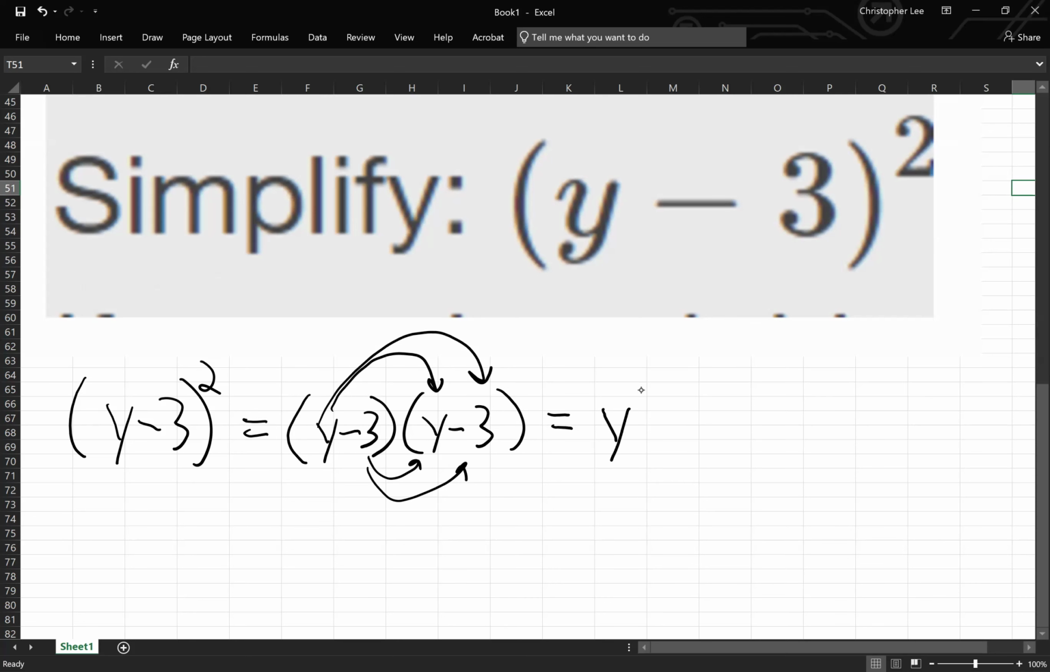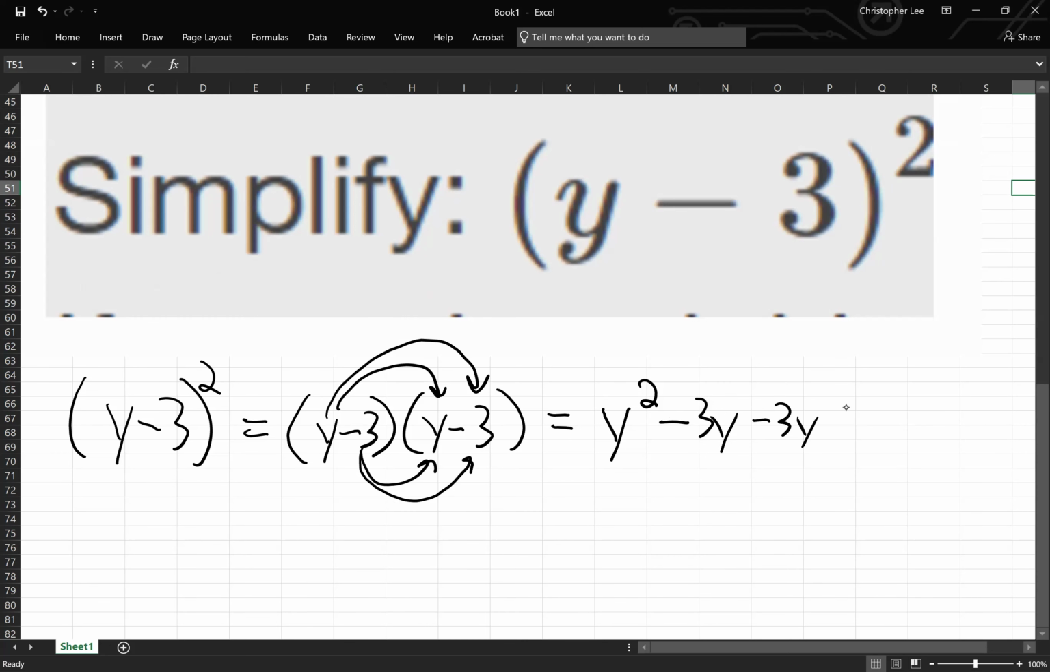Y times y is y squared. Let me redo these real quick. Then we want to do y times negative 3, negative 3y, then negative 3 times y, negative 3y. And then last but not least, negative 3 times negative 3, positive 9. Combine like terms, so this is what? Y squared minus 6y plus 9, right? I lied though. There's three ways we could do this. That was one way, right?